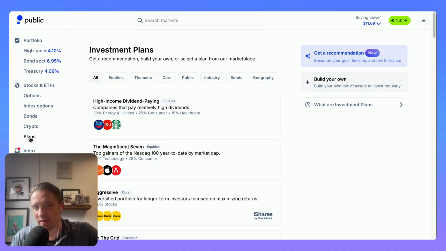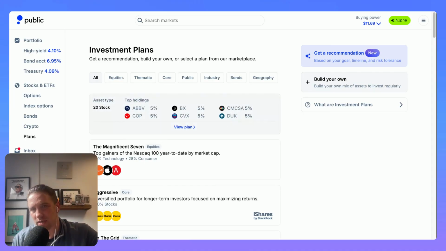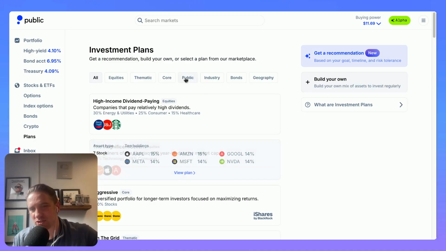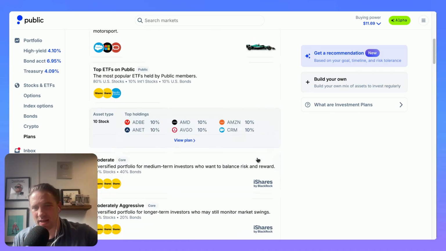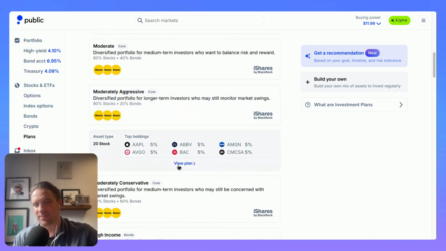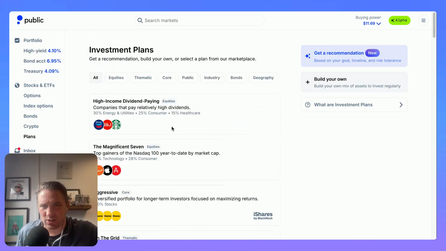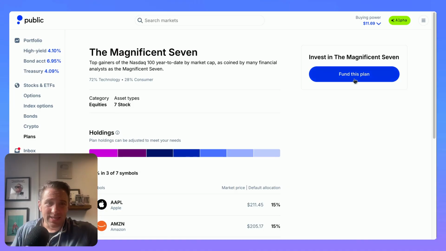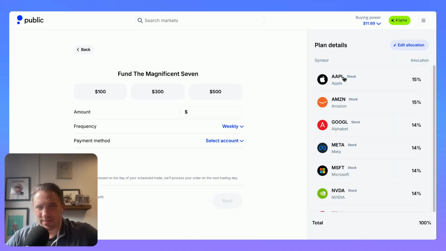Now, I do just want to talk about investment plans a little bit, because I think that if you are interested in building a portfolio, investment plans give you that capability. An investment plan is essentially a preset group of assets created by Public that you can buy with one click. So the Magnificent Seven, I can click this plan. Now, if I fund this plan, it means I'm buying 7 stocks. I click one button to buy 7 stocks according to this allocation.